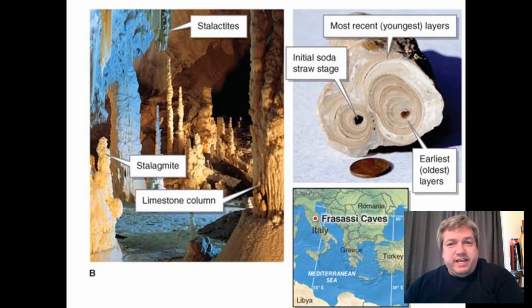So they're really beautiful. They look like, here's one from Italy. Stalactites hanging from the ceiling, stalagmites reaching up. If you were to cut one in half, you would actually see the initial soda straw stage, that initial hollow column, and just the year upon year upon year of layers.